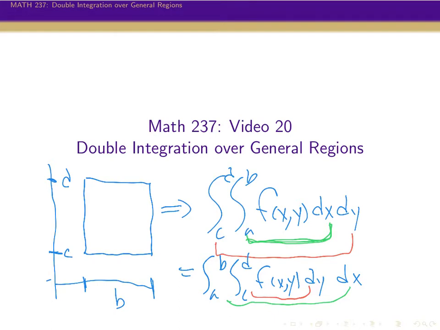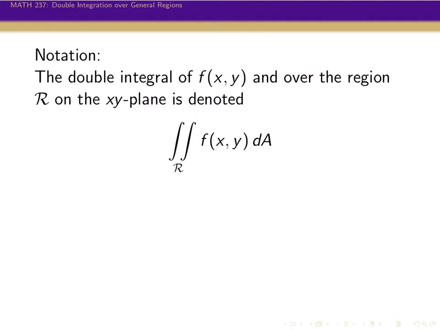But not all regions on the xy plane are rectangles. So what if instead your region looks like that? How do you set the integral up for that? The bounds here are not so nicely drawn in terms of a and b and c and d. Okay, so this is the focus of this video.